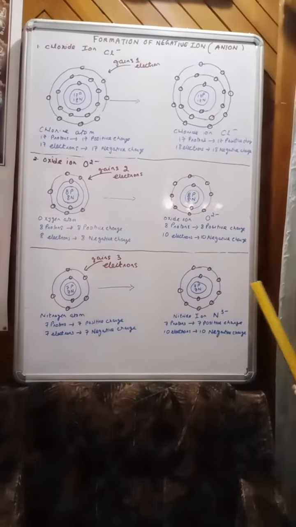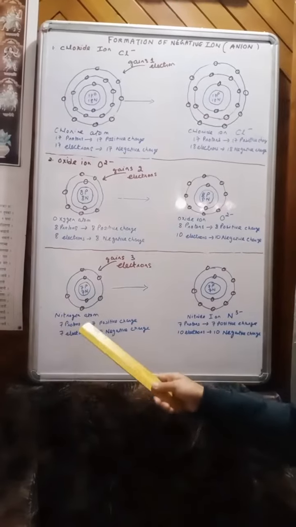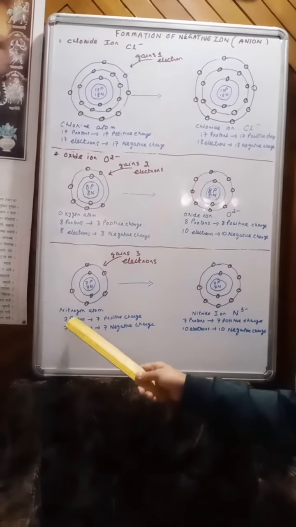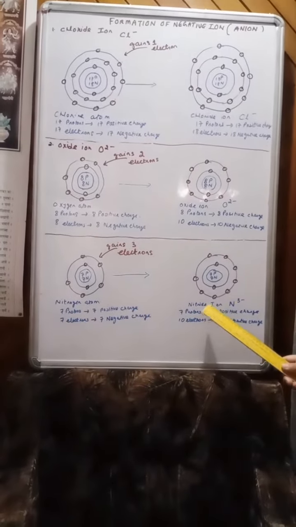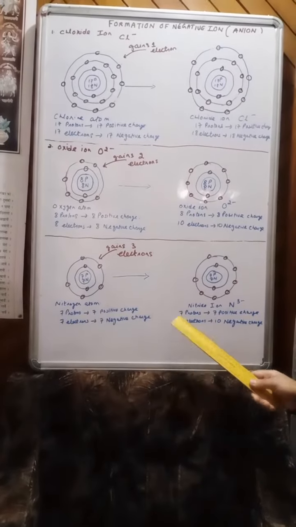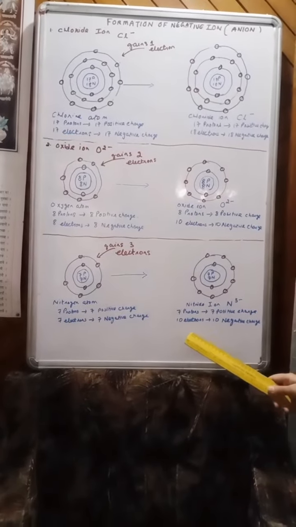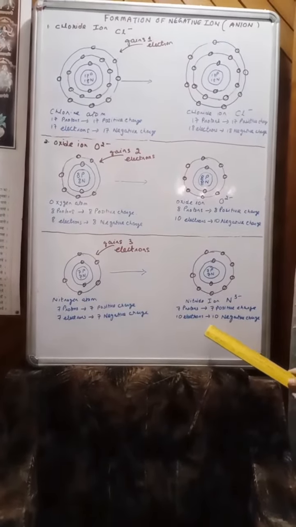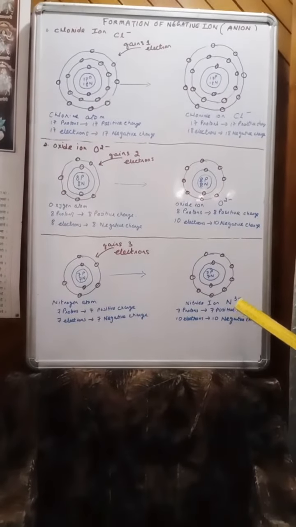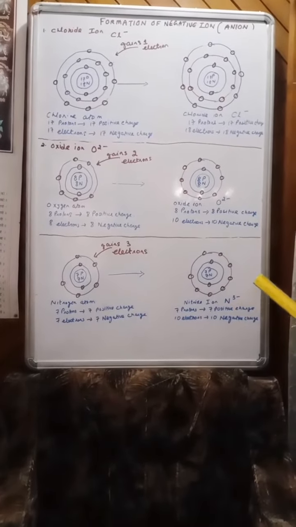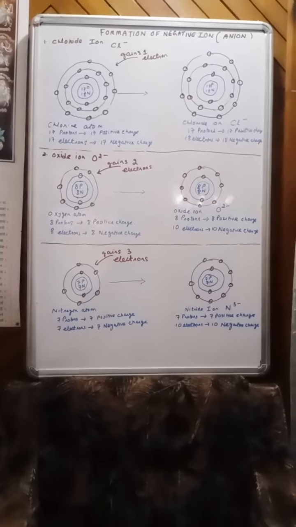The reason is that the nitrogen atom has 7 protons and 7 electrons. They are equal. But if you compare the nitride ion, the number of protons is 7, but the number of electrons is 10. That means the number of electrons is more by 3. So that's why the nitride ion is written as N3 minus. So this was the formation of negative ions.